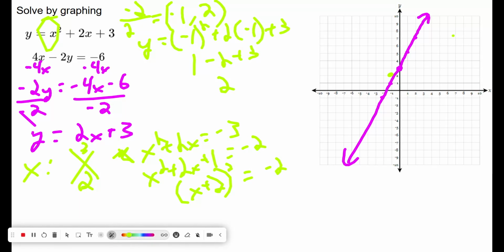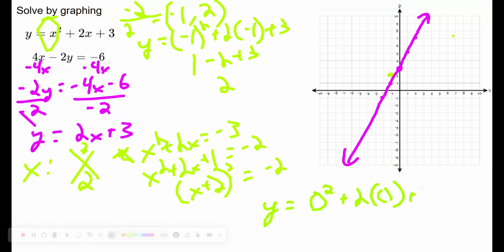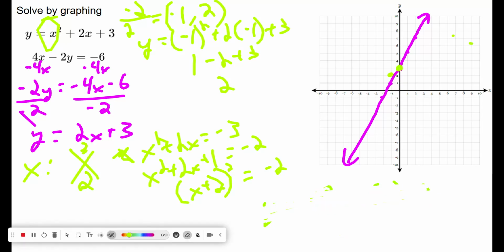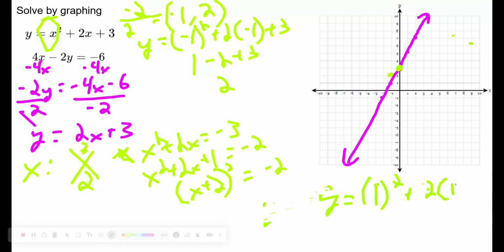Let's try the y-intercept. Y equals 0 squared plus 2 times 0 plus 3. 0 plus 0 is 0 plus 3. And I think we have a solution point right here. The question is, are we going to have more than one? Let's check x equals 1. We're running out of space here. So let's try 1. If we fill in y equals 1 squared plus 2 times 1 plus 3, 1 squared is 1 plus 2 plus 3 is 6. So 1 will be 6.